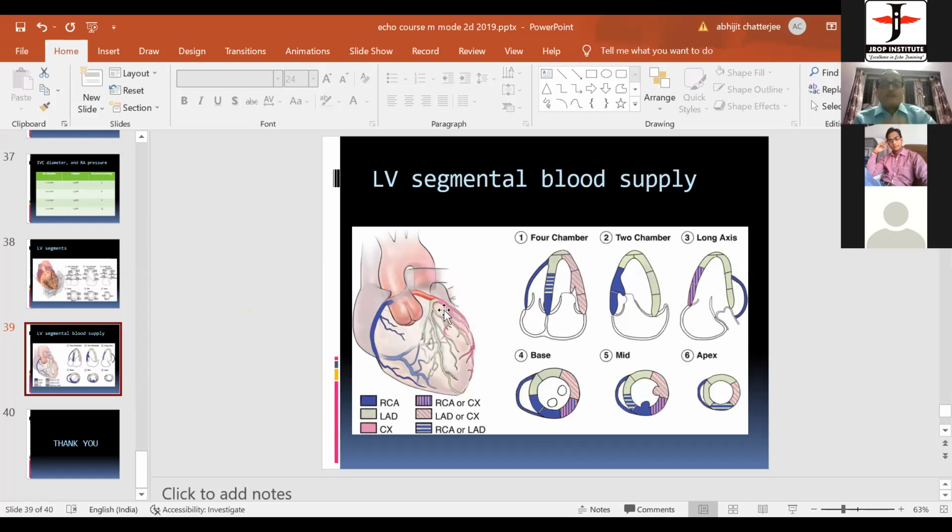All right. Now, this pink artery is the circumflex. It supplies the two lateral walls, inferolateral and anterolateral. This blue artery is the RCA. It supplies the inferior and inferoseptal. Am I clear to this? Clear to everyone?